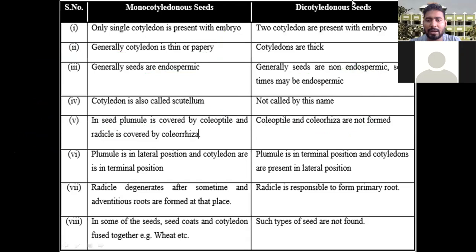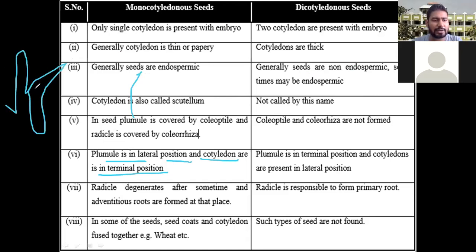Now, again you can see the plumule is lateral in position and the cotyledons are in terminal position. What we have seen, if you look at the structure of dicot and monocot seed, they form like that. In monocots the plumule is lateral, meaning sideways, and the cotyledons are terminal. In dicots it is just the opposite: the plumule is terminal and the cotyledons are present laterally.